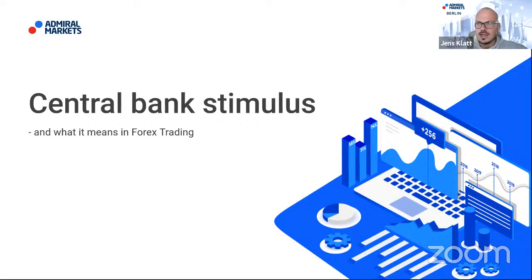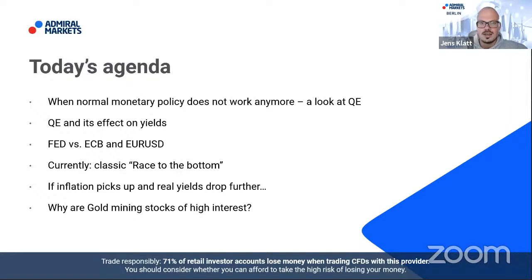And so I want to guide you here through today's agenda. So you should now see today's agenda on the website here. The questions we want to answer, and also dig deeper into, is: when does normal monetary policy not work anymore? We want to have a look at QE, quantitative easing, and its effect on yields. Quantitative easing has been a topic for years. It's not an experiment anymore, but it's the new normal, we could call it. It's a way to try to stimulate the economy once normal monetary policy, yield policy, does not work anymore.